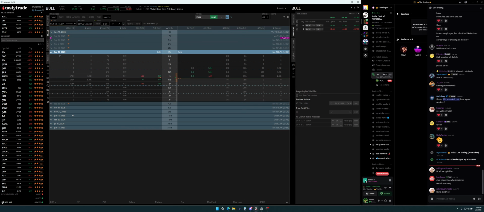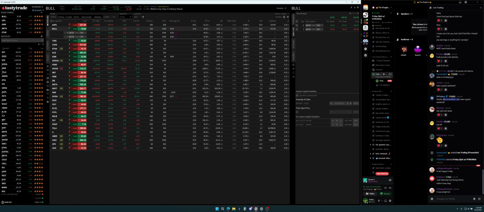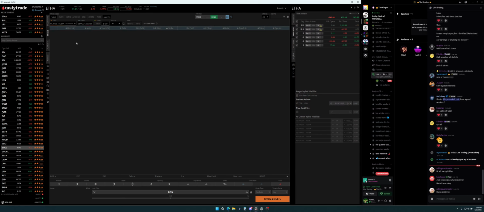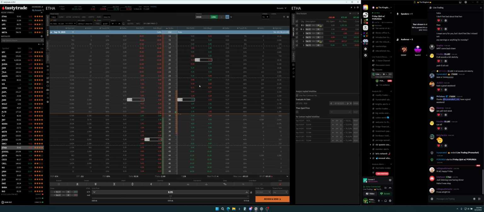Let's use BOWL as an example. Let's just see if they've got some skew in BOWL. The filters are a little too different for BOWL, so maybe not BOWL. Let's find something. Let's go to ETHA. If someone knows one that currently has skew, please feel free to tell me. But if not, I'm sure I will find one. Okay, looking at ETH here. I'll wait to see if someone has one for me.